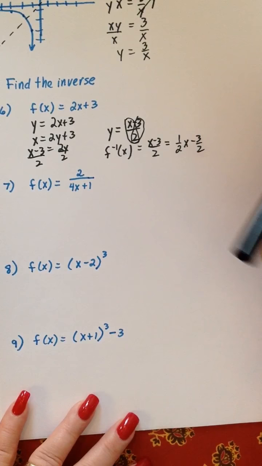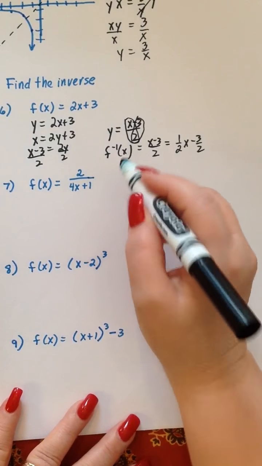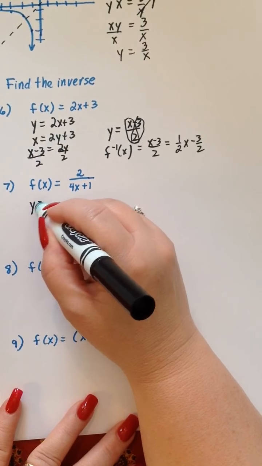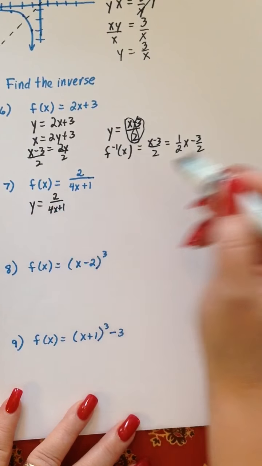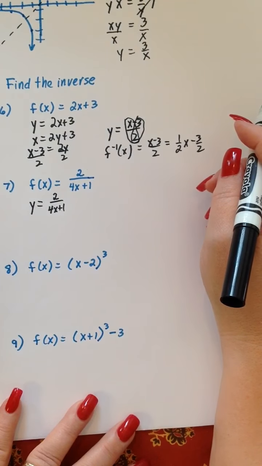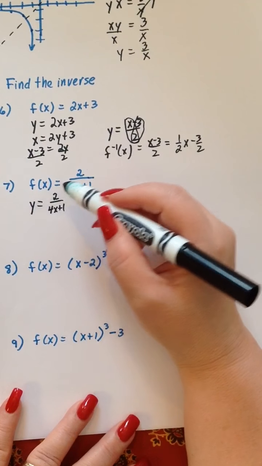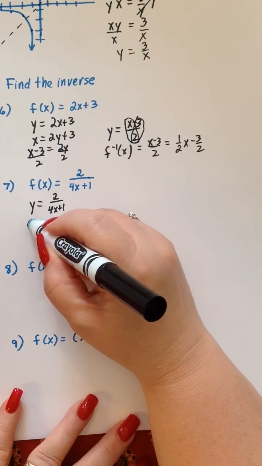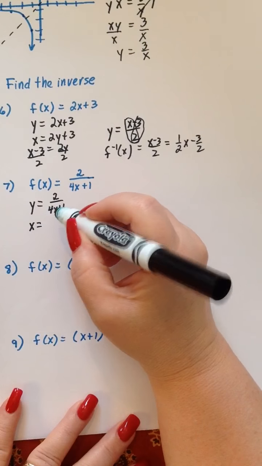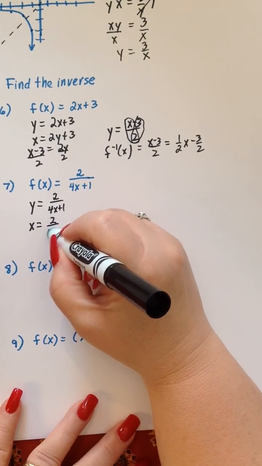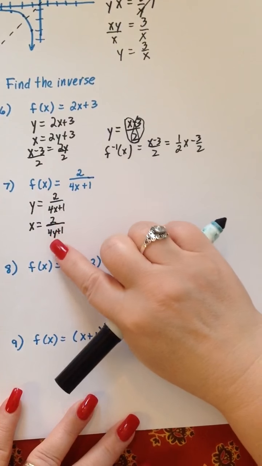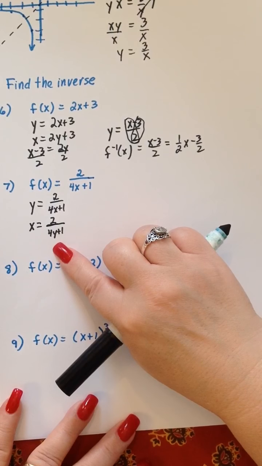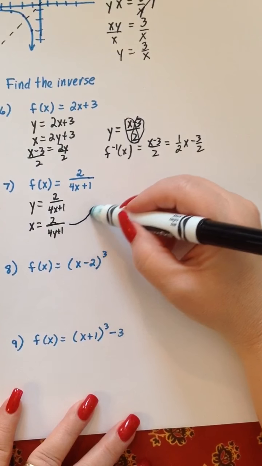Alright, let's look at our next one. This is a little trickier because it's a fraction. So we have y is equal to 2 over 4x plus 1. So first thing we do is we change f of x to y, and now I'm going to switch x's and y's. So I have x is equal to 2 over 4y plus 1. Alright, then the next step is I'm supposed to be solving for y.